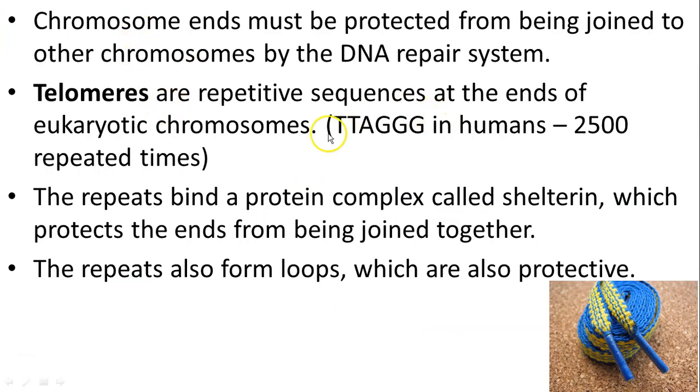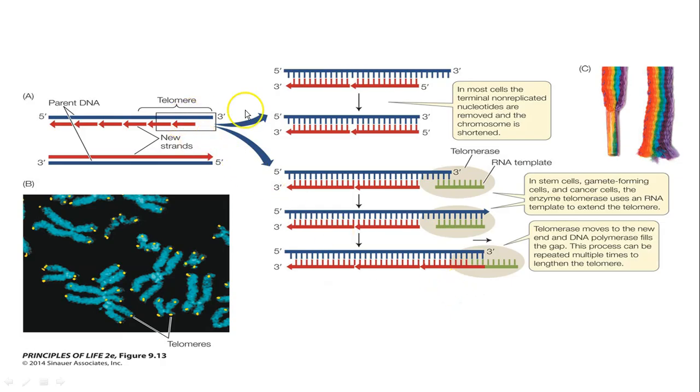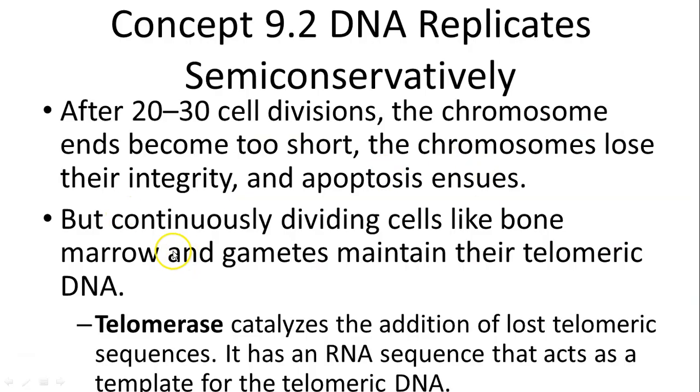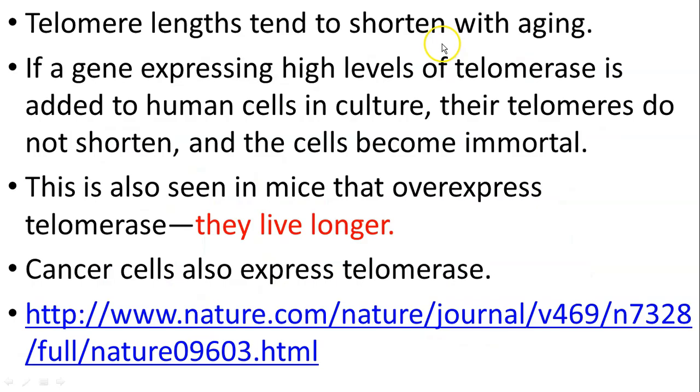Telomeres are repetitive sequences, and they protect the ends of a chromosome like aglets on a shoestring. And so you can see right here, there's a telomere. It gets shorter and shorter, and you always kind of miss a little bit. Telomerase repairs it. When chromosome ends become too short, the chromosomes lose their integrity. Apoptosis, that's a term we need to know about, right? And telomerase can rebuild them. And again, this enzyme is highly expressed in cancer cells.